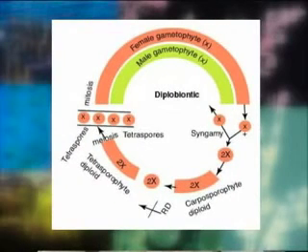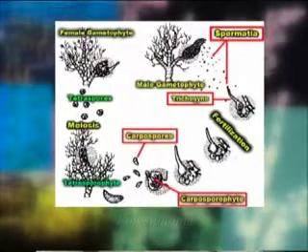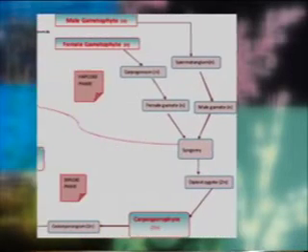Diplobiontic life cycle is also a triphasic or trimorphic type of life cycle. Here the diploid phase occurs twice in the life history, which alternates with a single haploid phase. This life cycle is well exemplified by Polysiphonia. Here the gametophytes represent the haploid phase which produces gametes. These gametes fuse to form a zygote.